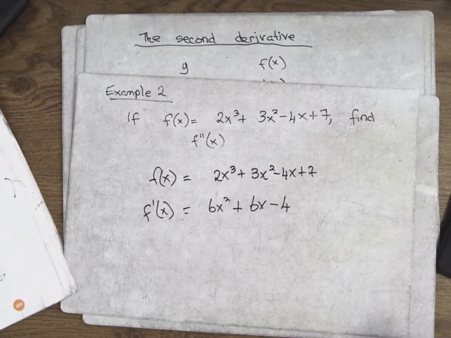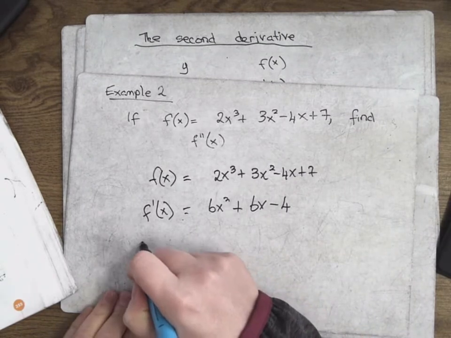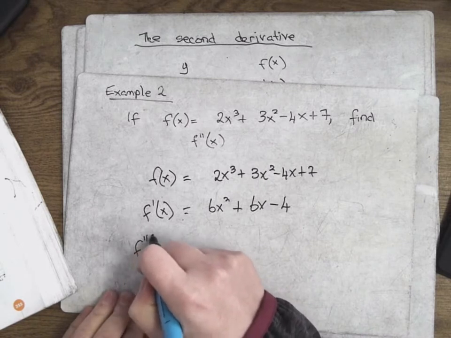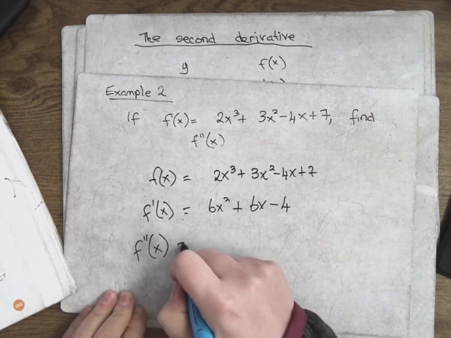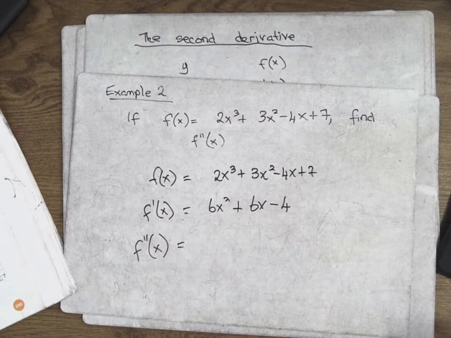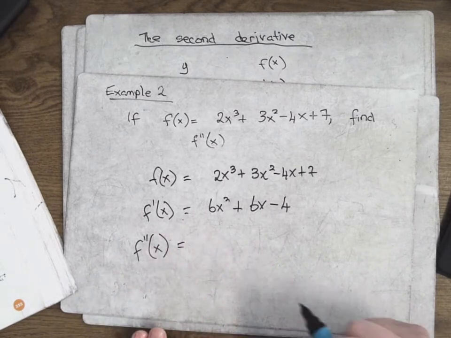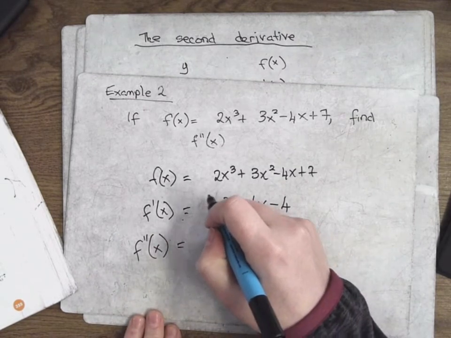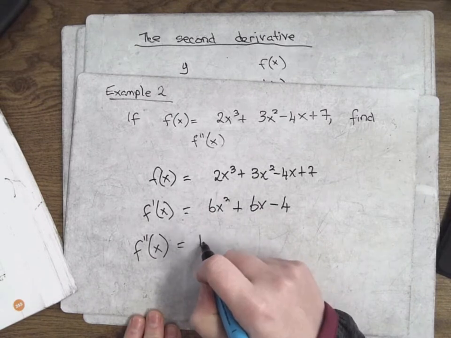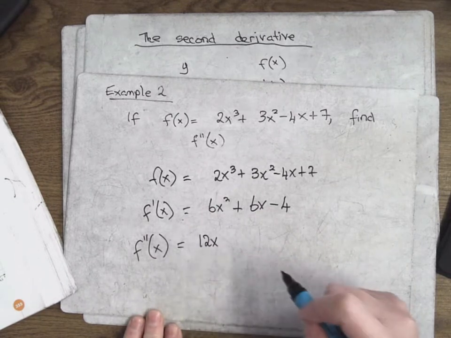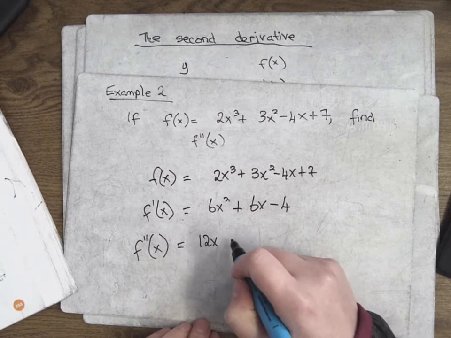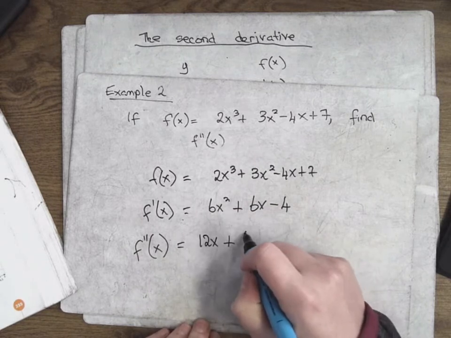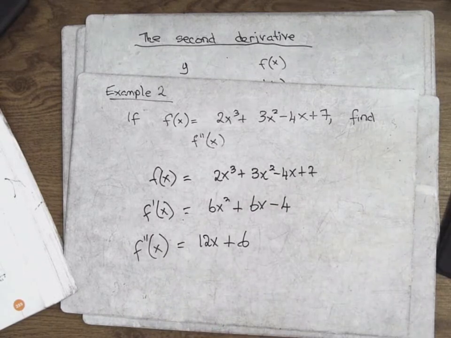And f double dash of x just means take your answer and differentiate it again. So differentiate here, you can bring the power down in front. 2 by 6 is 12, x to the power of 1, which is just x. And here, differentiate 6x, you get 6. Differentiate minus 4, you get 0. And that's your answer. Is that alright?